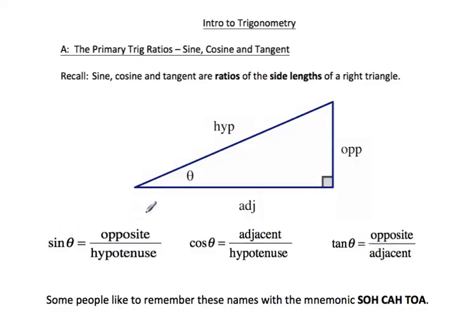So each of these, sine theta, cosine theta, and tan theta, refer to ratios of side lengths. And some people like to remember these relationships with the mnemonic SOHCAHTOA, SOH for sine being opposite over hypotenuse, etc.